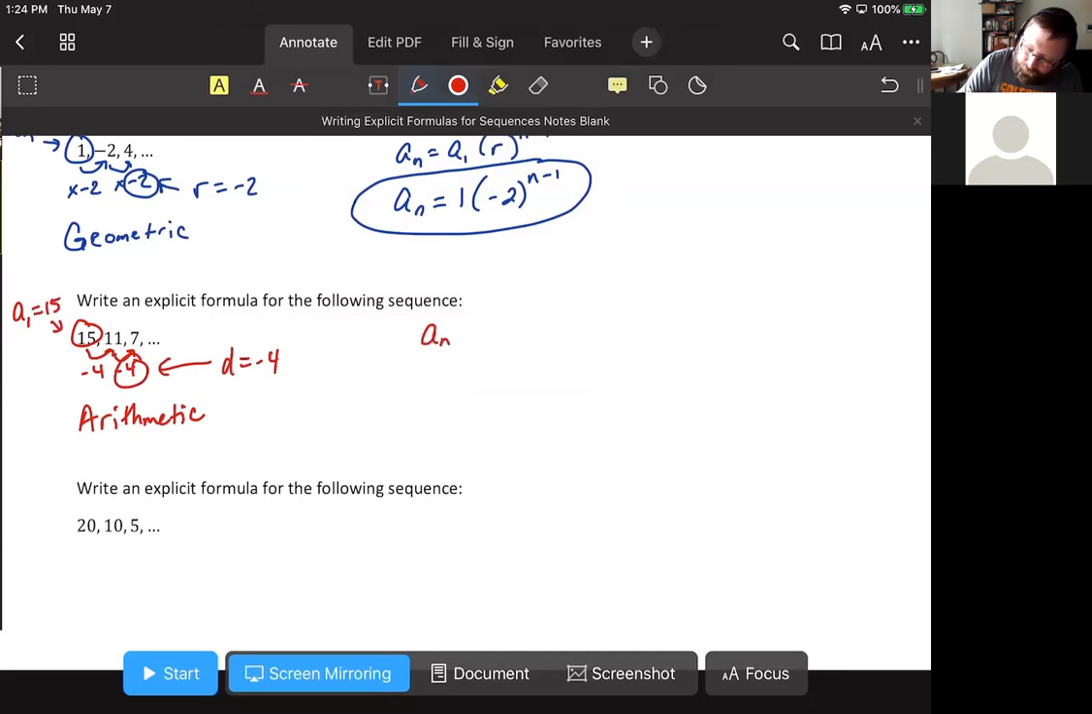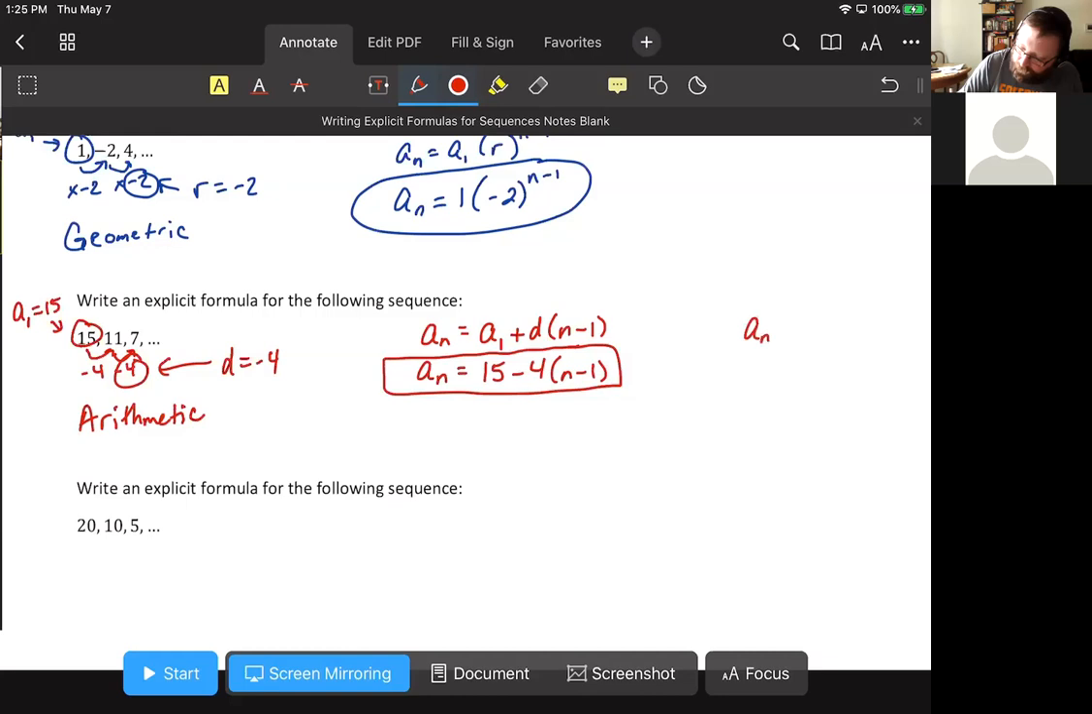So our nth term, A1 plus D times n minus 1, that would be 15 minus 4 times n minus 1. As with all the other arithmetics, that answer is fully acceptable. If you prefer to distribute and combine like terms, the alternate format would be -4n plus 19. These are both equally correct.